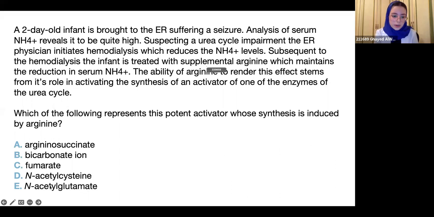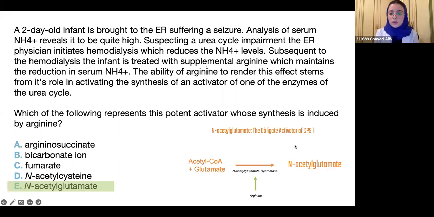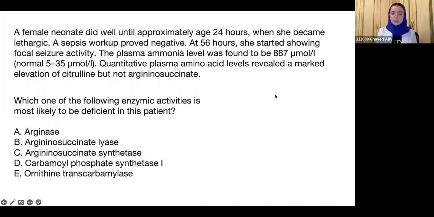And so you guys are absolutely correct. It's N-acetylglutamate. And this is the slide over here. So we said arginine is needed to activate N-acetylglutamate synthetase, and this synthesizes N-acetylglutamate. So without arginine, we won't be able to have our obligate activator. Okay, next question.